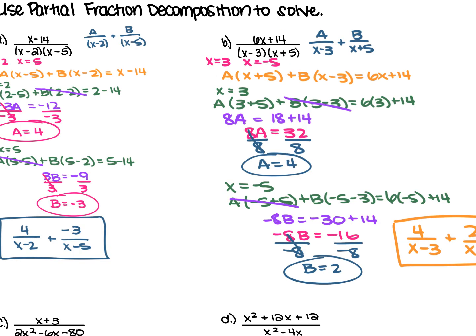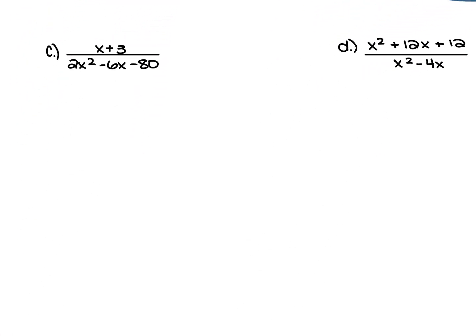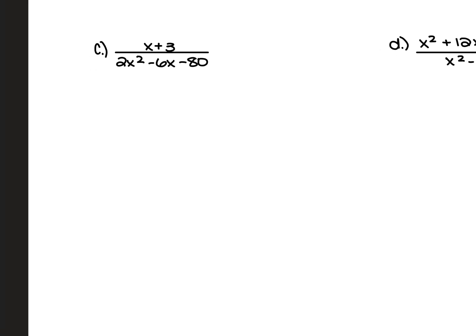So for example C, you are given x plus 3 over 2x squared minus 6x minus 80. For this one, we have to factor the denominator. We're going to factor out the greatest common factor first, so that's going to be 2 times x squared minus 3x minus 40. This then continues to factor to be 2 times x minus 8 times x plus 5. The 2, if you set it equal to 0, it does not give you a solution because it's false. So cancel it out. You're not going to work with it.